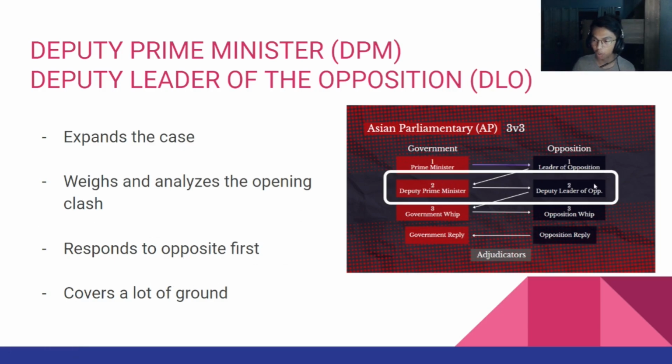If you're deputy leader of opposition, you directly respond to prime minister as well as deputy prime minister, and you generally speaking cover a lot of ground. So DPM and DLO sacrifice a bit of precision in the things they explain for breadth, and that they cover a lot of ground to make sure that the debate is as complete as possible. I suppose that's what you could think about it. Again, these are all very general statements, and I will get more in depth into these roles in future lectures.